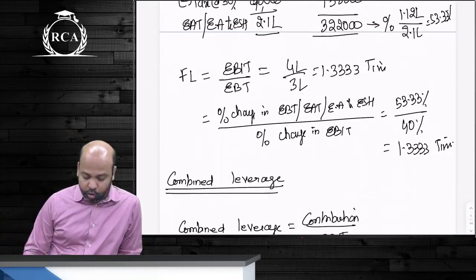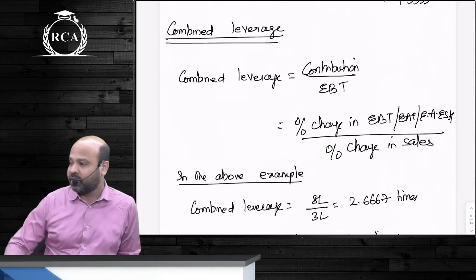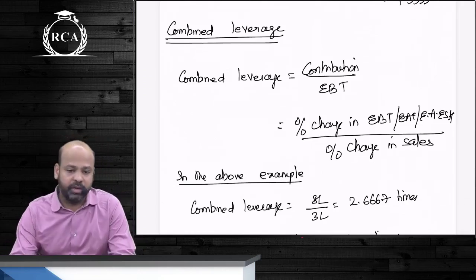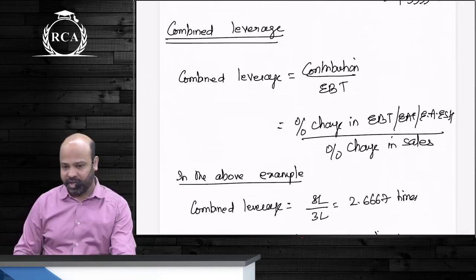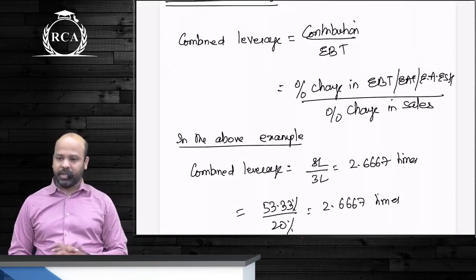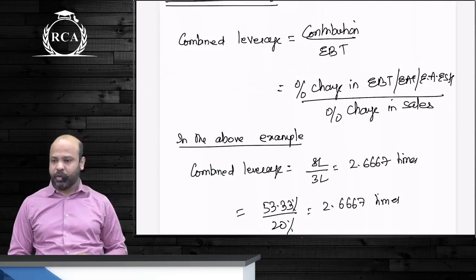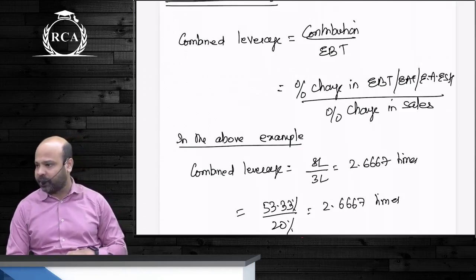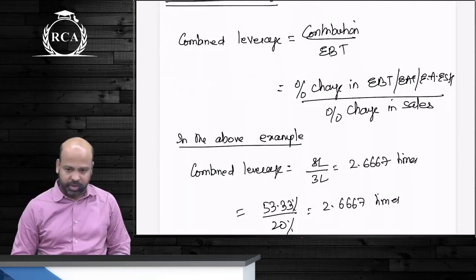Combined impact of both operating and financial leverage is given as combined leverage. The combined leverage is the product of operating leverage and financial leverage. You can also write that as percentage change in EPS divided by percentage change in sales. Or the other formula is contribution divided by EBT. Again, assuming there's no preference share capital.